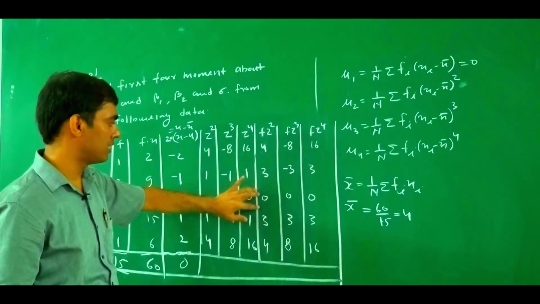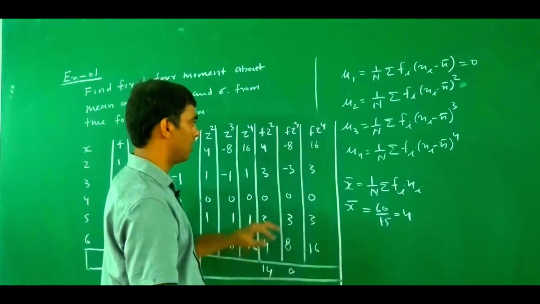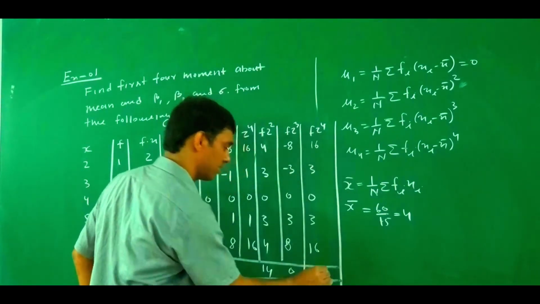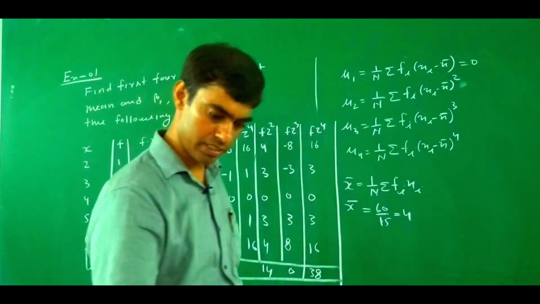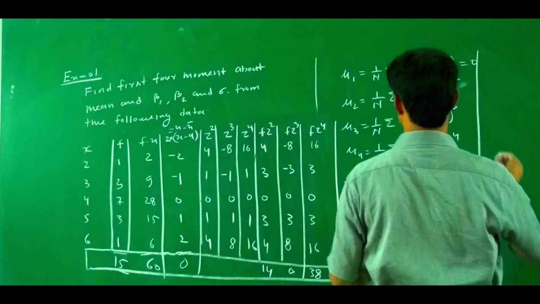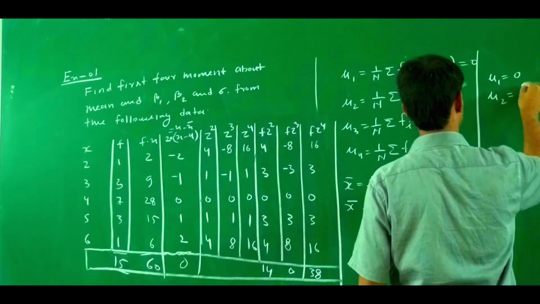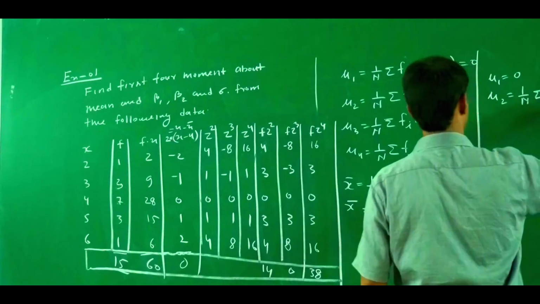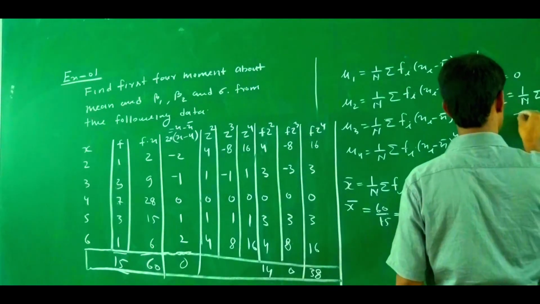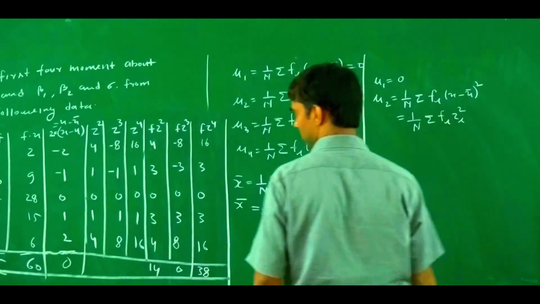So what is the value for this one? Fz square: 4 plus 3, 7, 7, 7, 40, and this one becomes 0. And what is the value for this one? 16, 3, 19, 16, 3, 19, 19, 19, 30. Now this one is all about the values. So what are the values? Mu2 equal what? 1 upon n summation of fi xi minus x bar whole square, and this one equal 1 upon n summation of fi zi square.